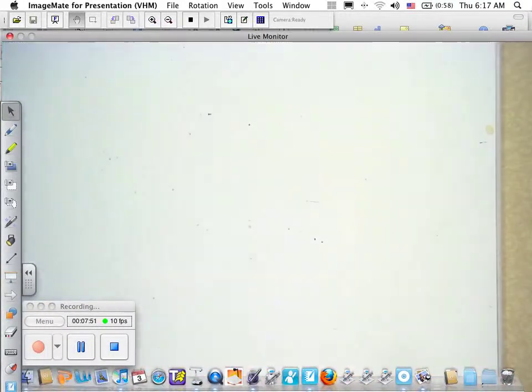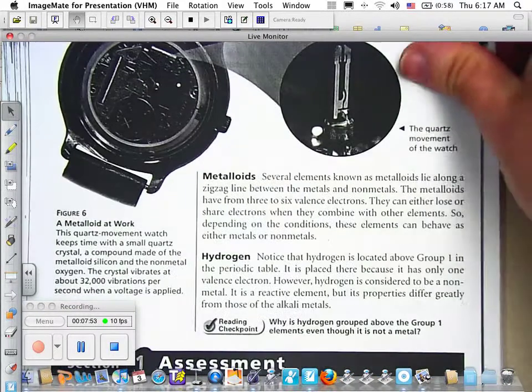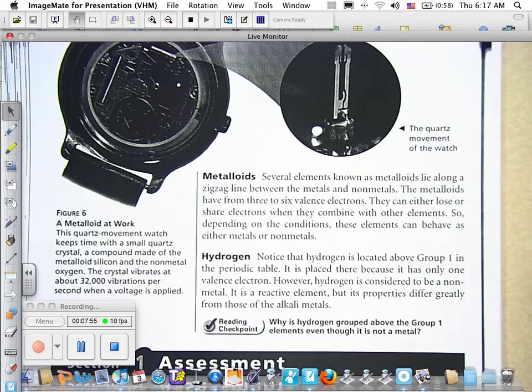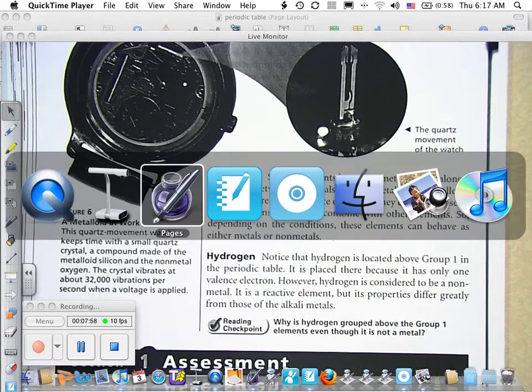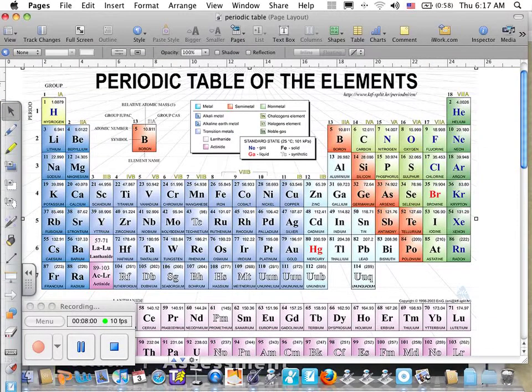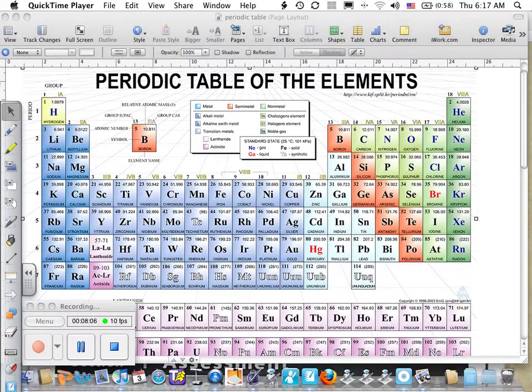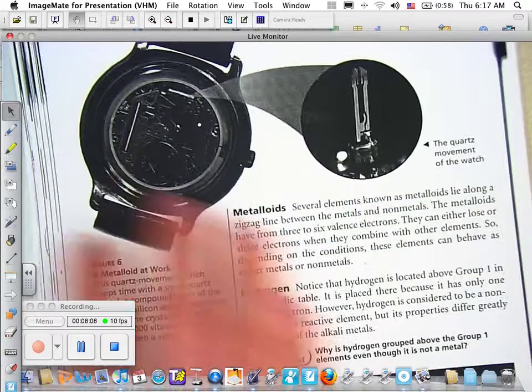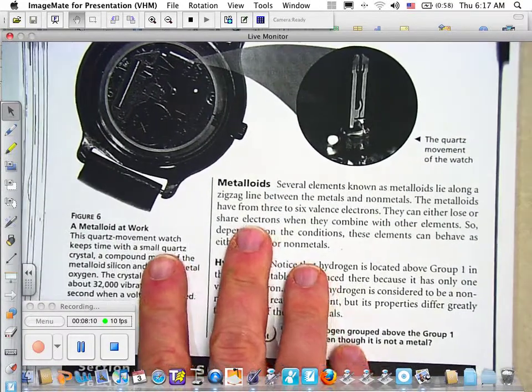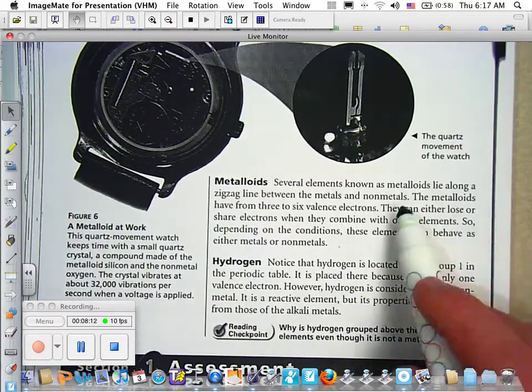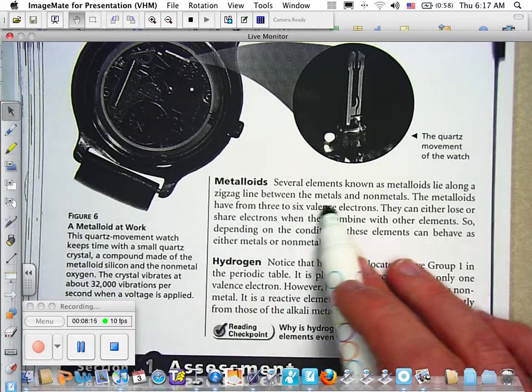And here we go, we're finishing up. Metalloids. Look at your periodic table. Where are the metalloids? They're kind of in this area. You can find them on your periodic table very easily. Several elements known as metalloids lie along the zigzag line between the metals and nonmetals.